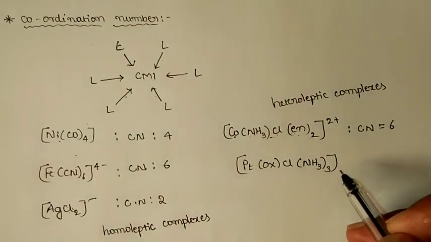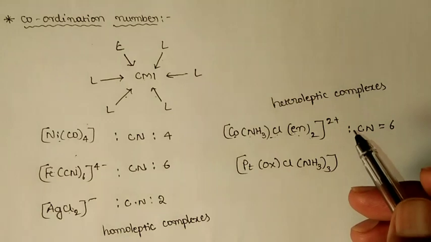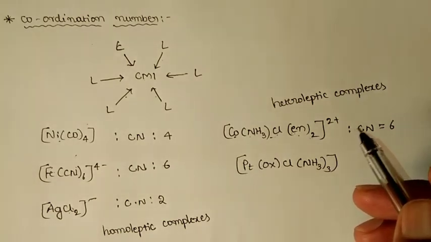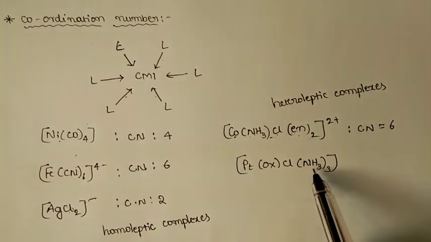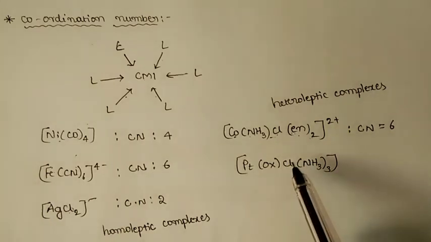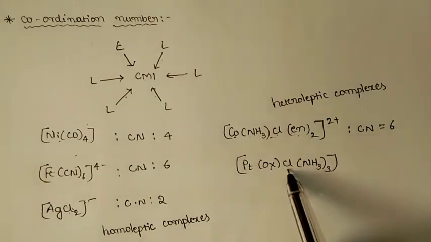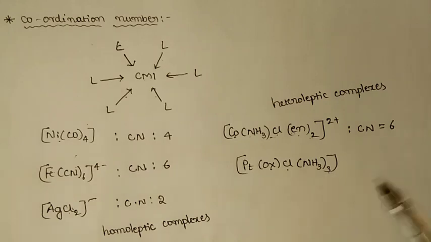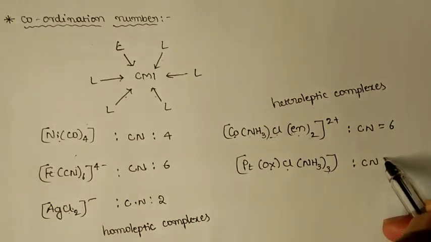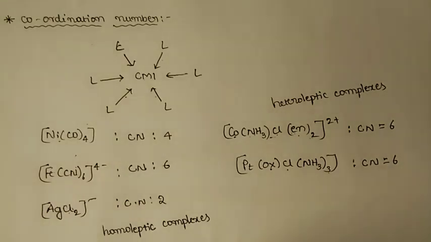So this is not a complex ion, it is a neutral complex. Here we are supposed to look into the coordination number. Amine is a neutral monodentate ligand, chloro is an anionic monodentate ligand, and ox, that is oxalato, is an anionic bidentate ligand. Bidentate means the number of ligating atoms is 2, and there is only one such bidentate ligand. So we get 2 ligating atoms, plus 1, plus 3, totally 6. So the coordination number is once again 6.